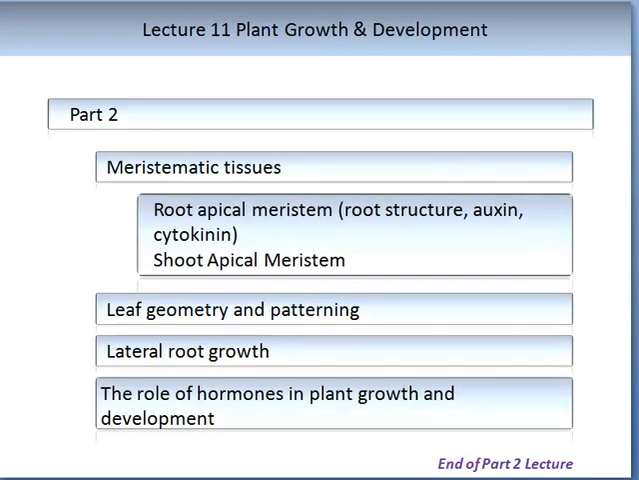And that brings us to the end of the topic of plant growth and development. In part 2, you have now understood about meristematic tissues, root apical and shoot apical meristems. You've understood about how leaf shapes come about and the patterns of leaves. You have an idea about lateral root growth. And, importantly, you understand the role of hormones in plant growth and development, the two important ones being auxin and cytokinin. This is the end of part 2.